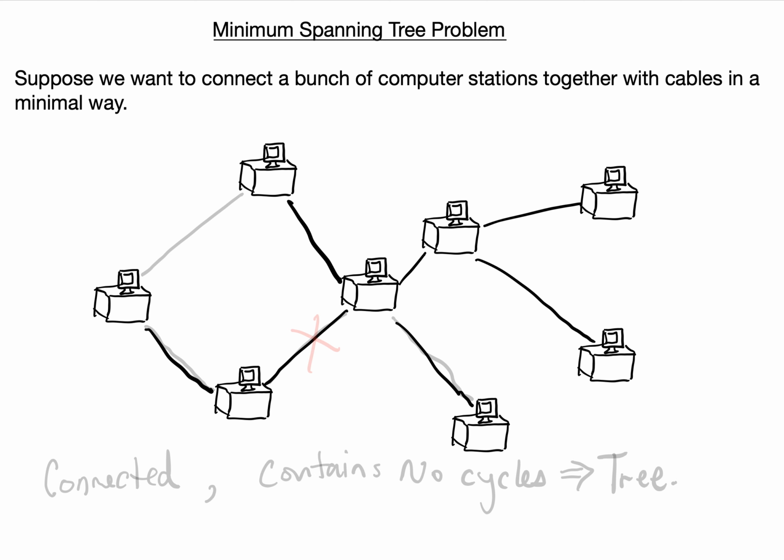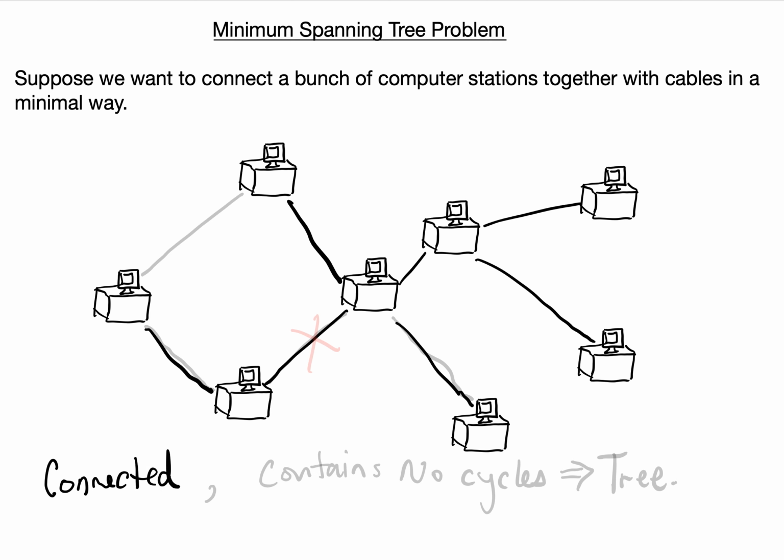We could think of this as a graph, and the vertices of the graph would be our computer stations, and the edges of the graph would be the edges between computer stations that are connected by a cable. So let's notice two things about this graph. One is that this graph is going to be a connected graph. It's connected, there's just one component. We can take a path from any one vertex to any other vertex. It will be connected by edges.